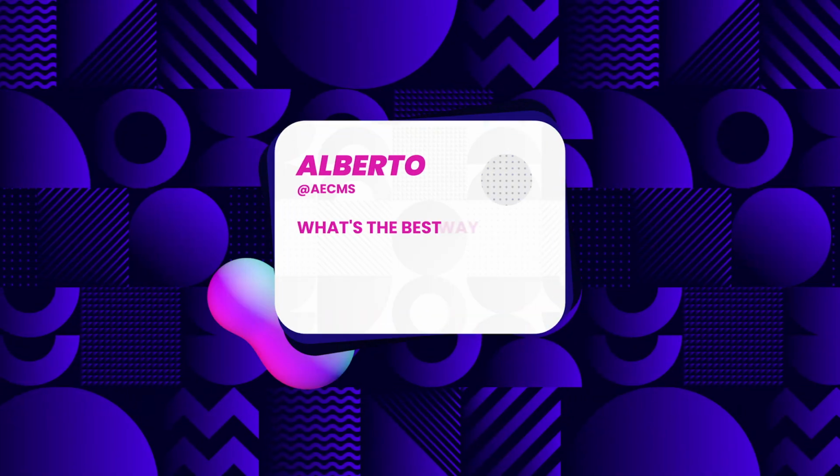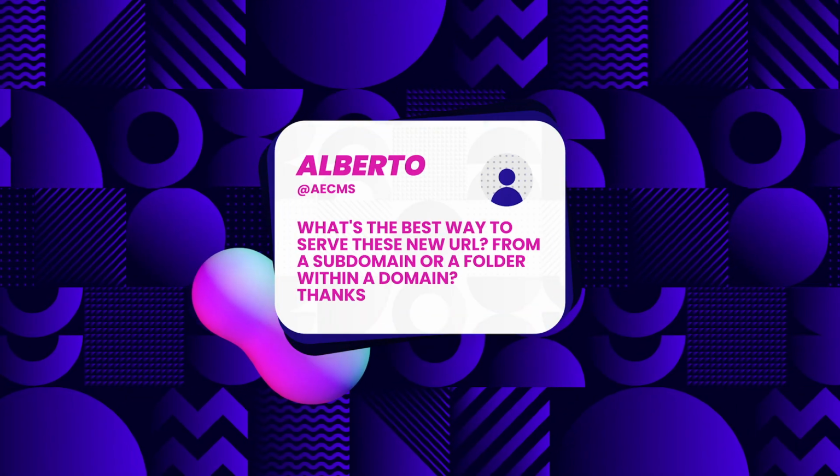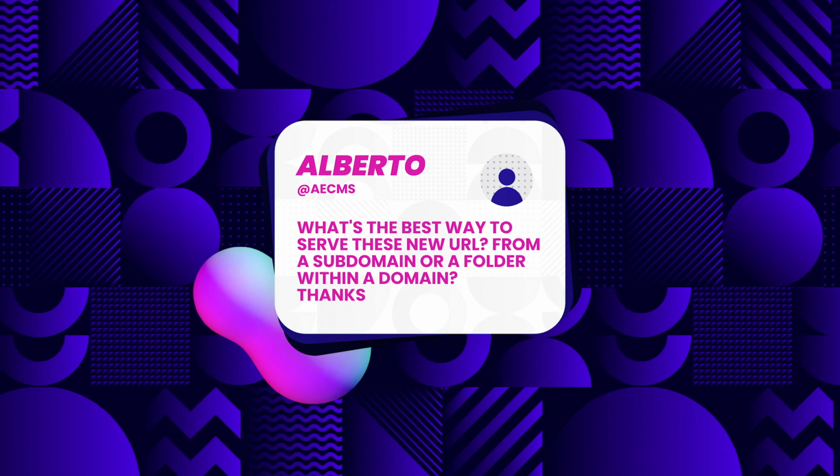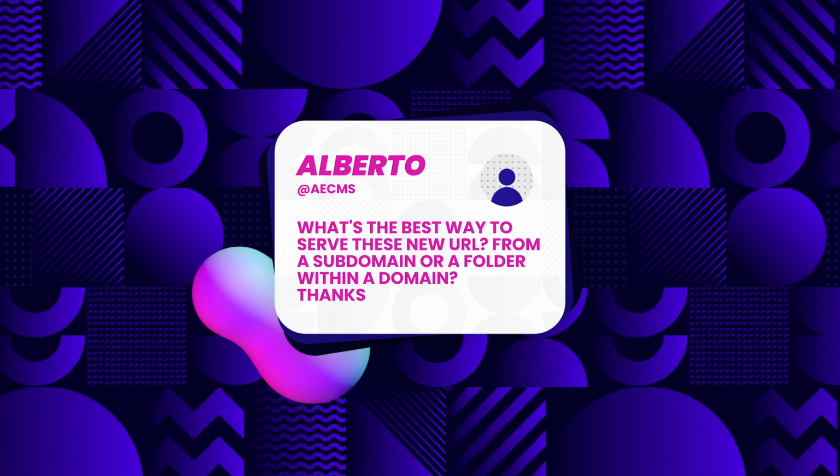What's the best way to serve this new URL? From a subdomain or a folder within a domain? Thanks. Great question. A lot of people assume that you have to serve stories with stories in the title or something, right? Where you have like example.com/story/something or example.com/story1.html. That's not actually true. You don't have to do any of that.